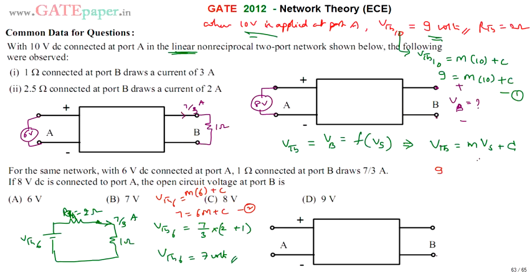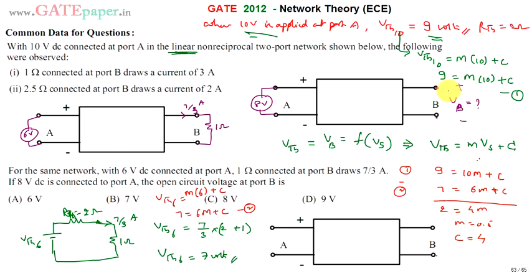So now we have two equations. One is 9 is equal to 10m plus c. The other is 7 is equal to 6m plus c. Subtract equation 1 minus equation 2. So you will get 2 is equal to 10 minus 6, which is 4m. C gets cancelled. The m value is 0.5. After knowing m is equal to 0.5, you can calculate the c value. 9 minus 5 is 4. The c value will be 4.